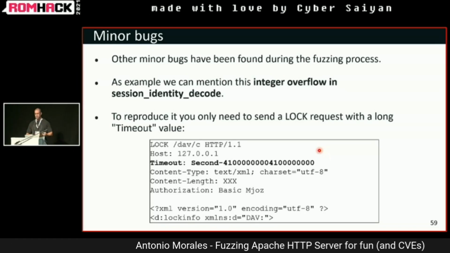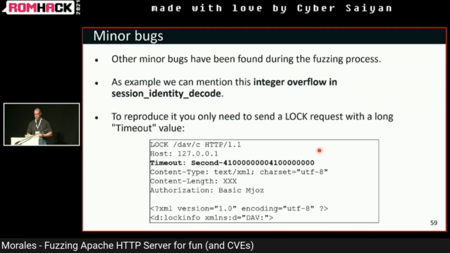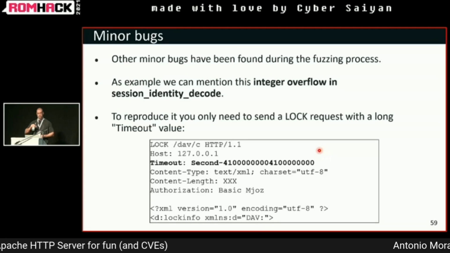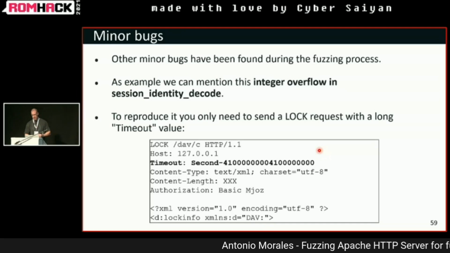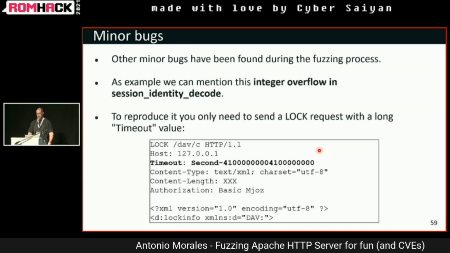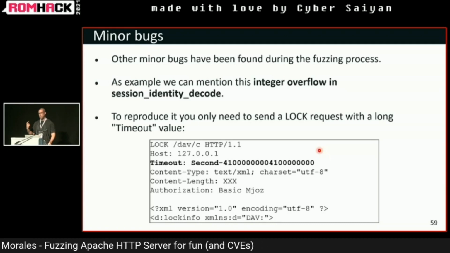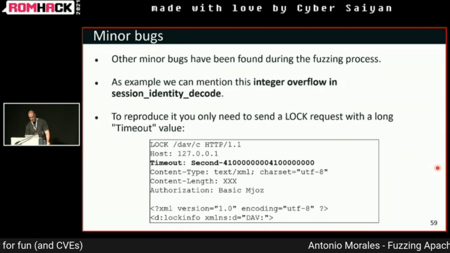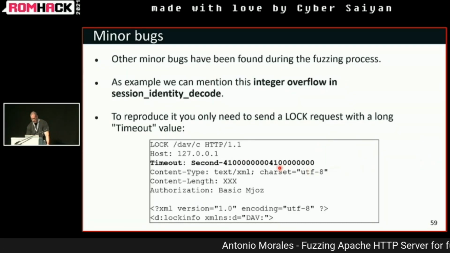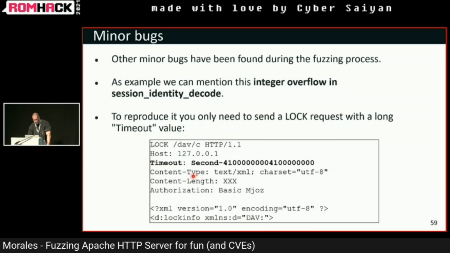So I would like to show you one of them. That is an integer overflow in the session identity decode function. In that case, it's not a dangerous bug, but I think it's interesting to show one example of how trivial or how easy it is to trigger this bug. For example, you only need to send a LOCK WebDAV request. Here is the request with a long timeout value.